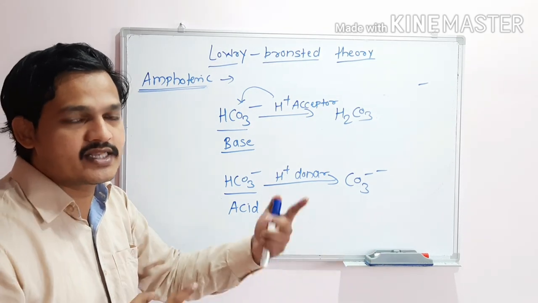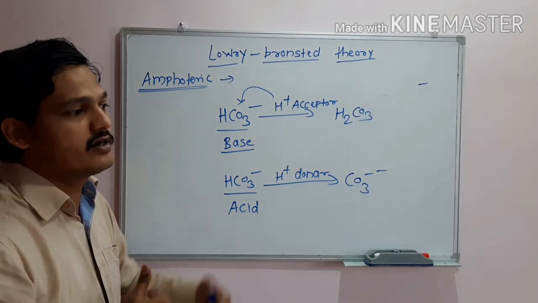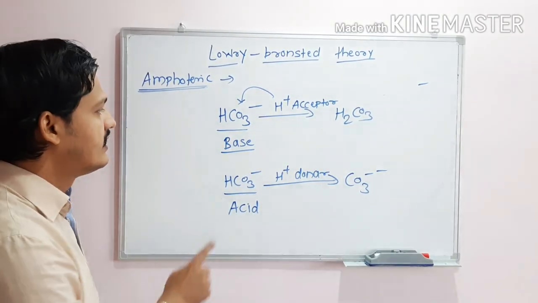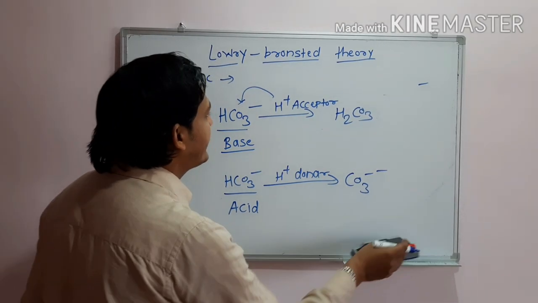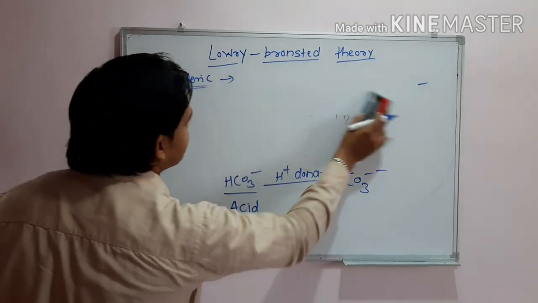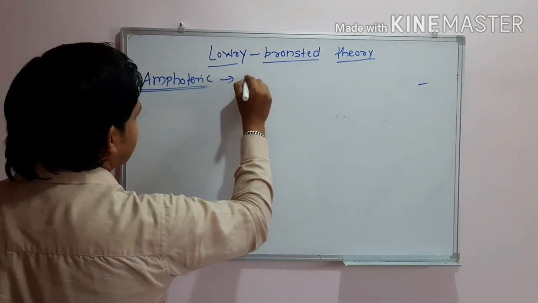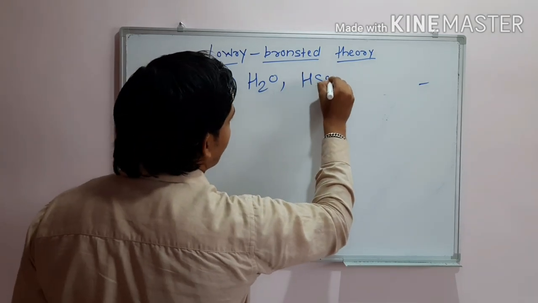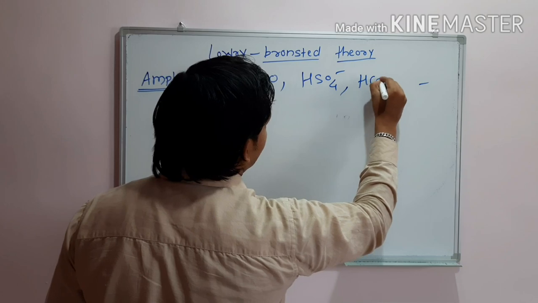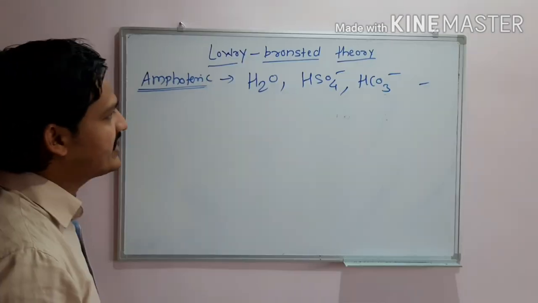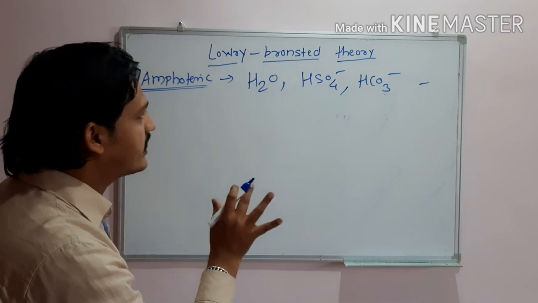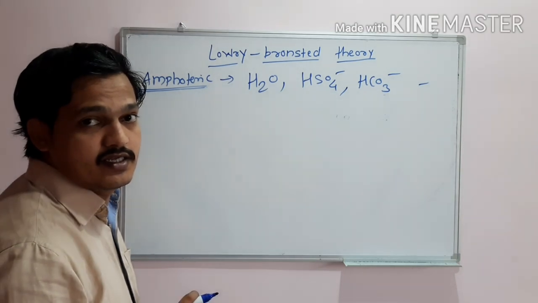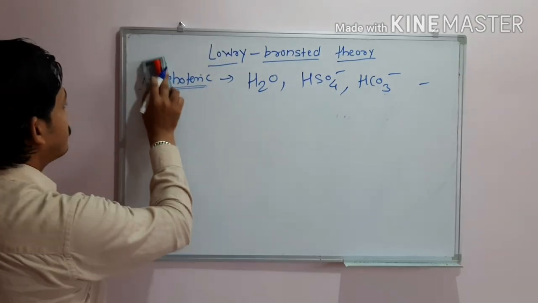Okay, this is the one part. Another part is that a few species donate a proton and accept a proton also. These are called amphoteric substances. Okay, so a few examples I am explaining. The first example is the water molecule. Water is amphoteric in nature. HSO4- and HCO3- are amphoteric in nature. Okay, so this is the basic concept of the Lowry-Bronsted theory. Okay, now let us move to the next point.